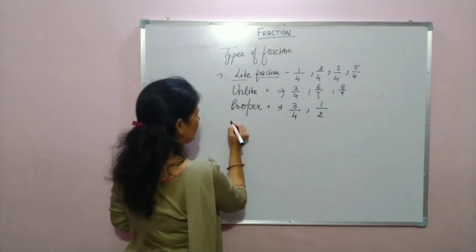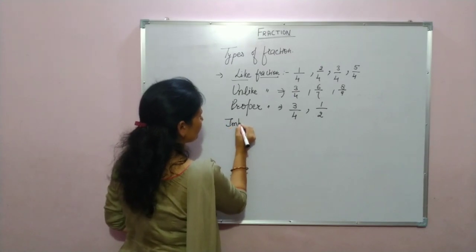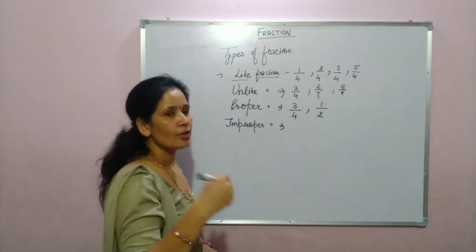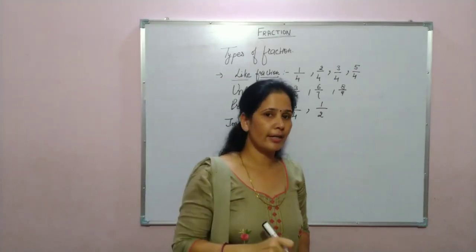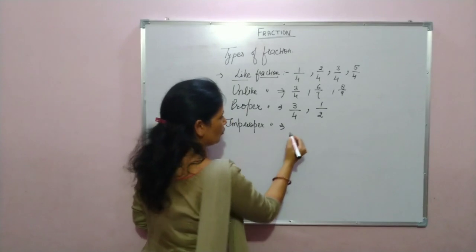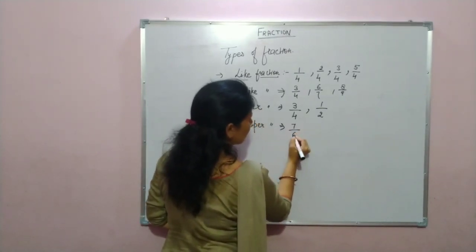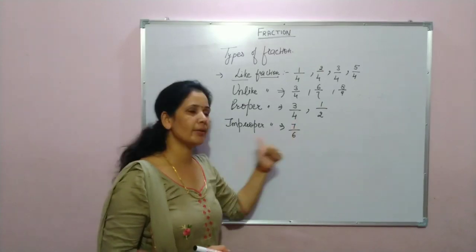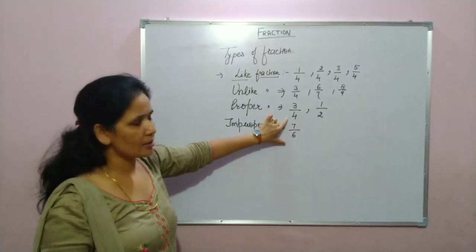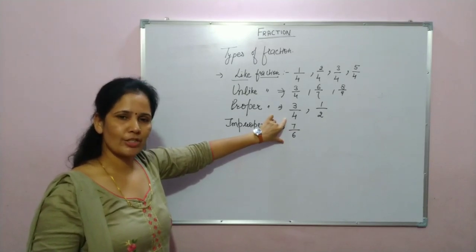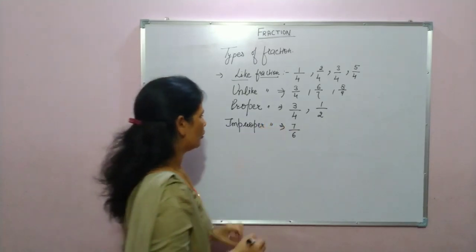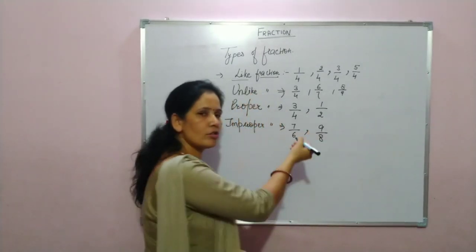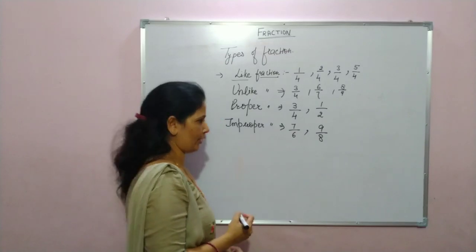Then another one is improper fractions. Improper fractions means the numerator is greater than the denominator. How? If we write 7 by 6, 7 is the numerator and 6 is the denominator, and 7 is bigger than the denominator. So what do we call this fraction? Improper fraction. Okay, students? Right, 9 by 8 is another example of an improper fraction.